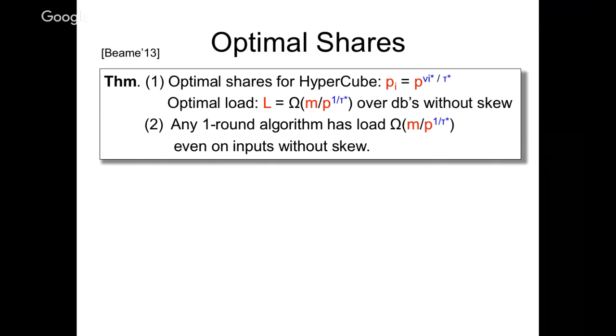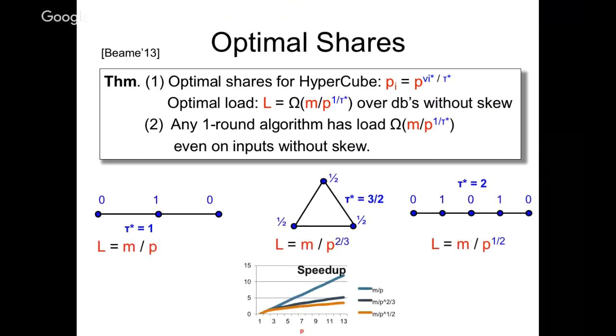And the lower bound is that any one-round algorithm requires this load. There is no better algorithm. So it means that we know how to optimally solve any conjunctive query in one round. To give you a quick sense, this is a hypergraph of a join. How do we cover both edges the cheapest way? Well, we place all the weight on this node, and this covers both edges, which means that in a join, we want to hash partition on the join variable.